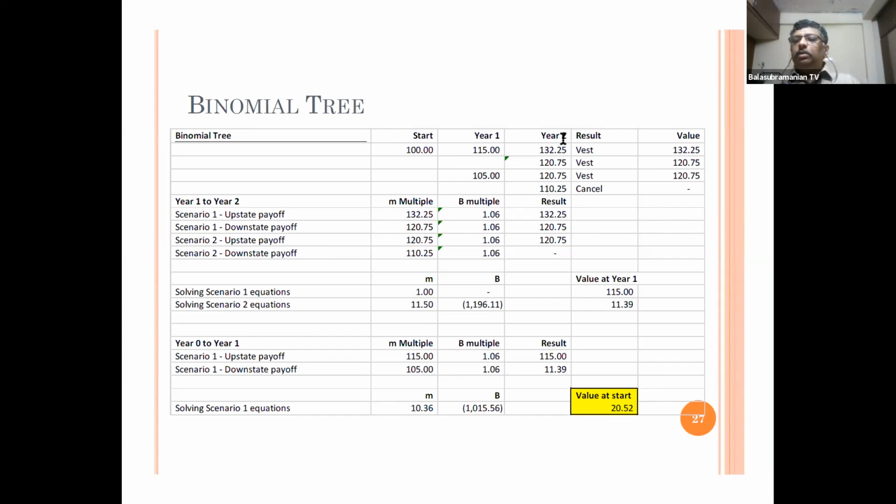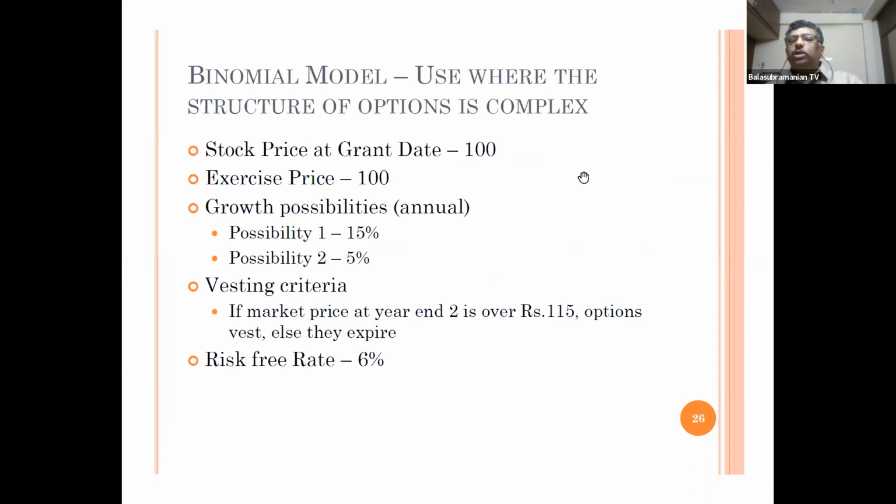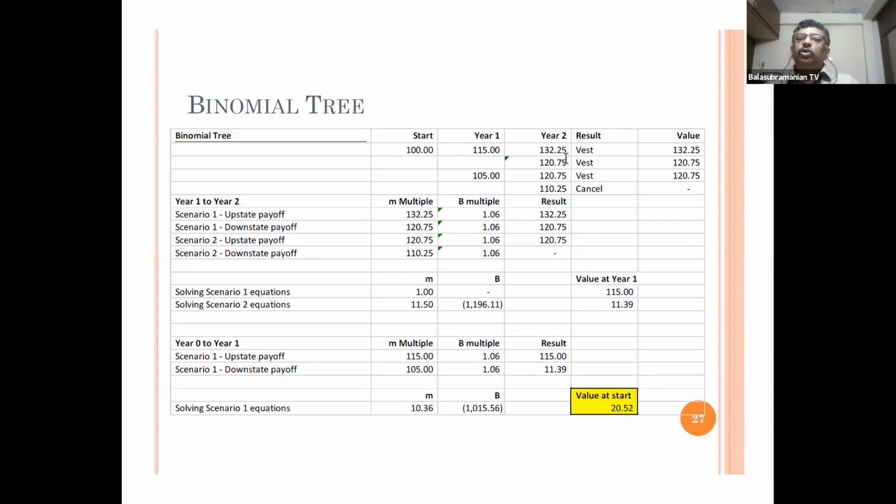Now, as per the model given, the vesting will happen if the price has crossed 115. So in the first three possibilities, at the end of year 2, it will vest. In the fourth possibility, it will get cancelled. So the values are 132, 120, 120, and 0. These are the values which will arise at the end of 2 years.